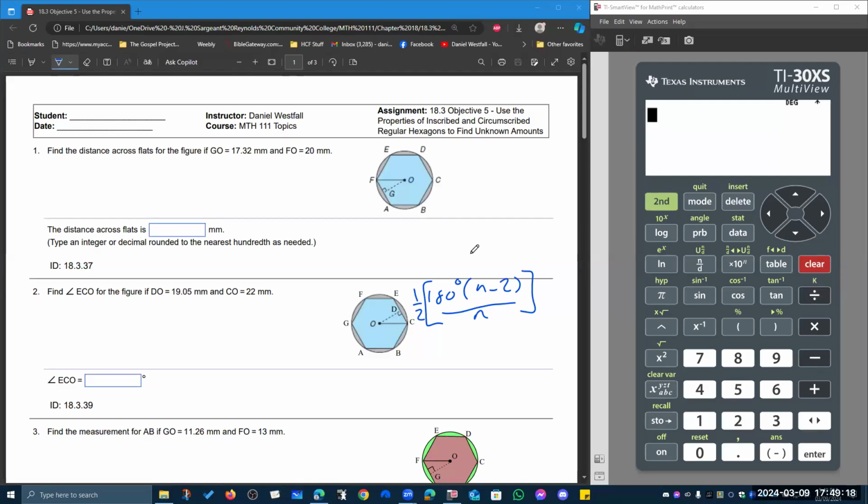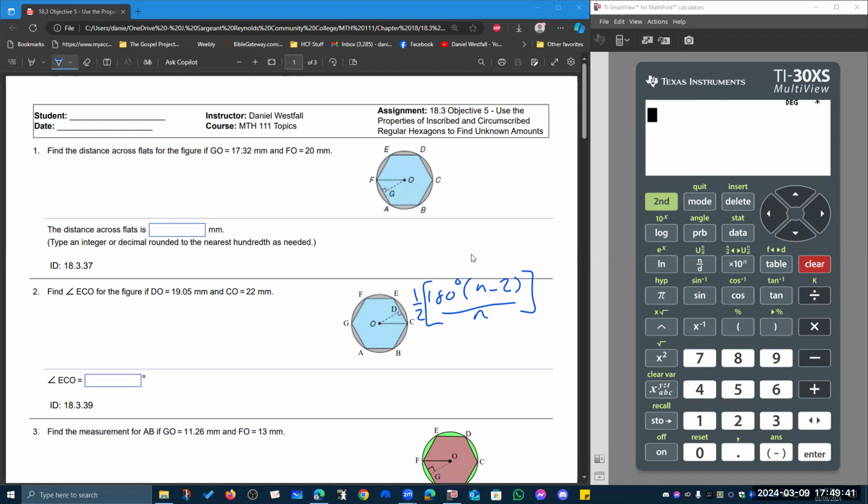In this video, we're going to be talking about 18.3 Objective 5, where we use the properties of inscribed and circumscribed regular hexagons to find unknown amounts. The first question asks us to find the distance across flats for the figure to the right if GO is 17.32 millimeters and FO is 20 millimeters.